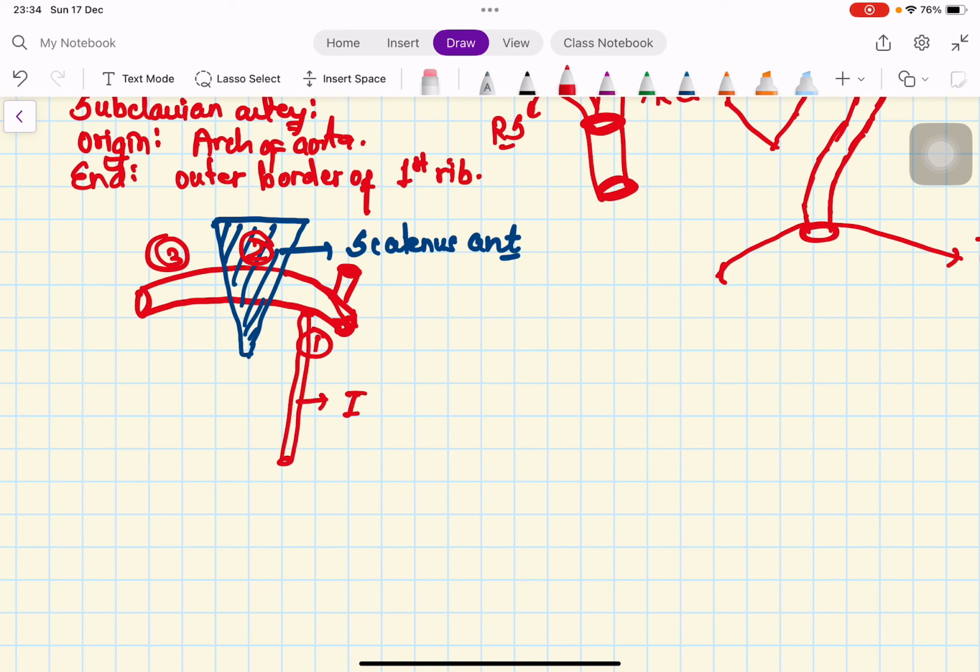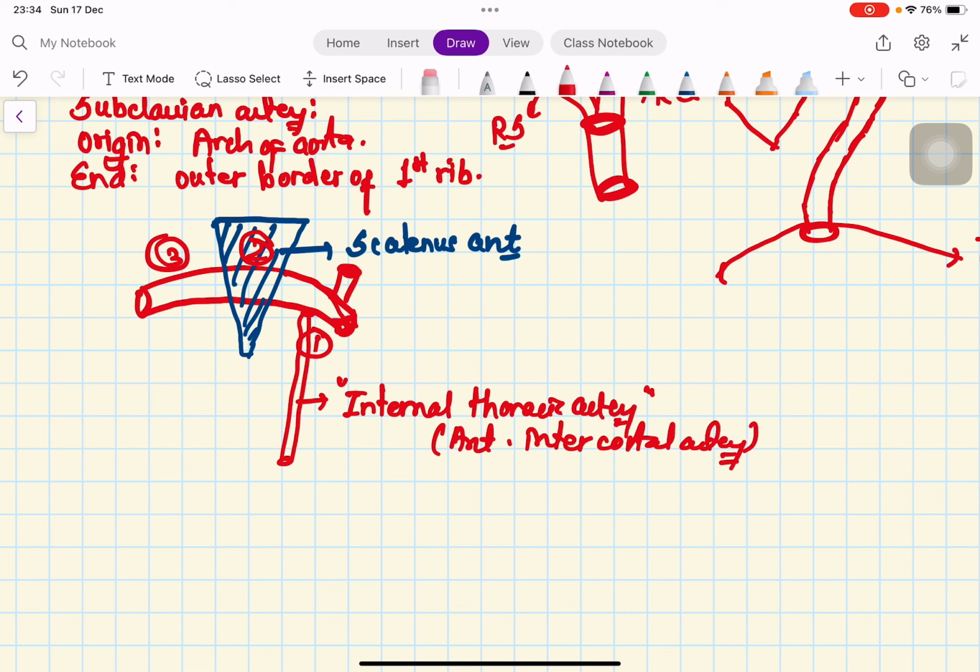It will also give one artery that's called the internal thoracic artery. Do you know what this internal thoracic artery helps in? Basically it is like the anterior intercostal artery, except the first two. So except the first two, it gives the intercostal arteries.